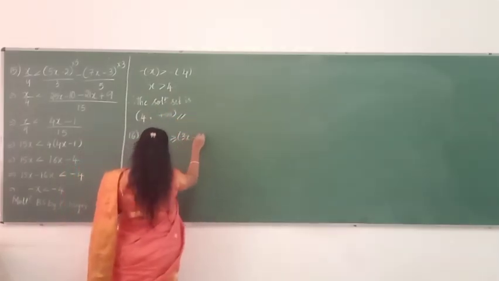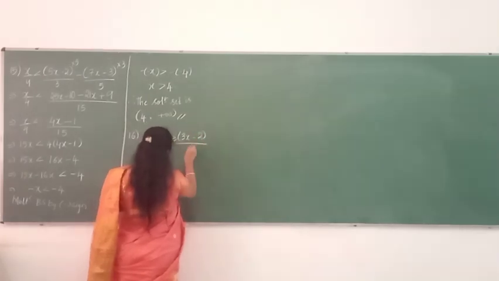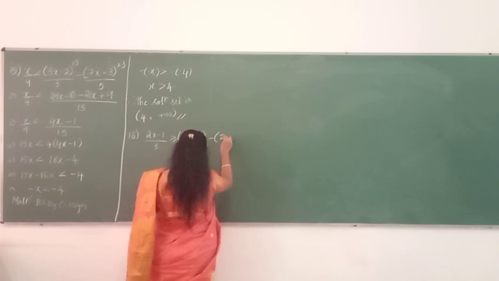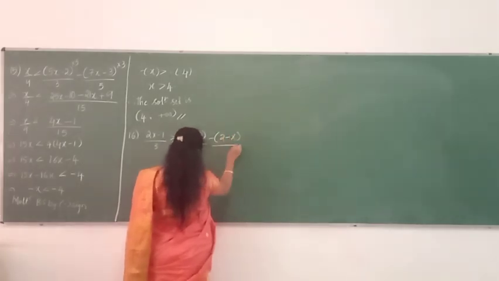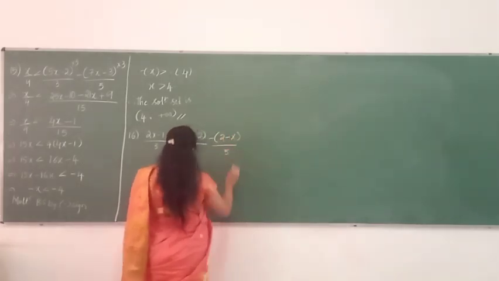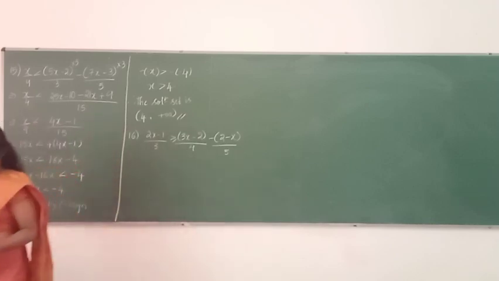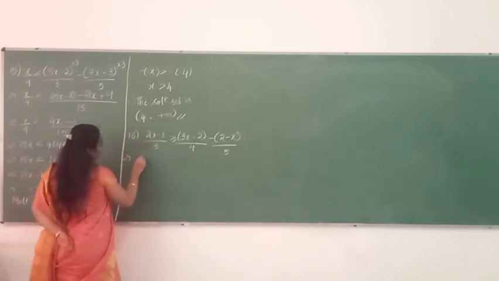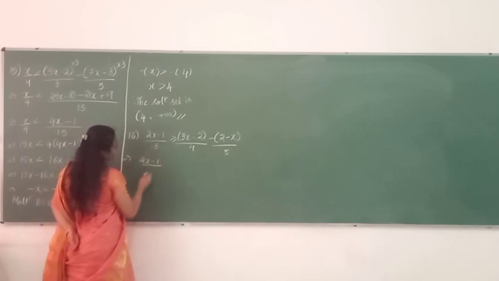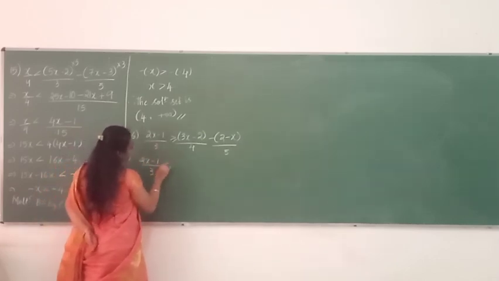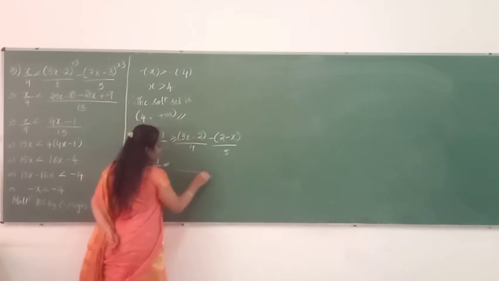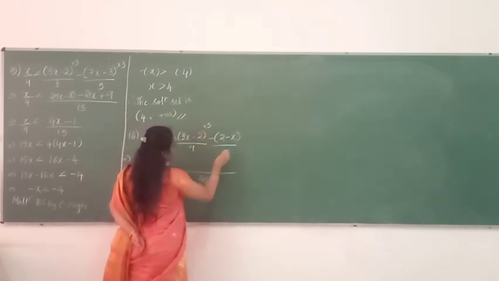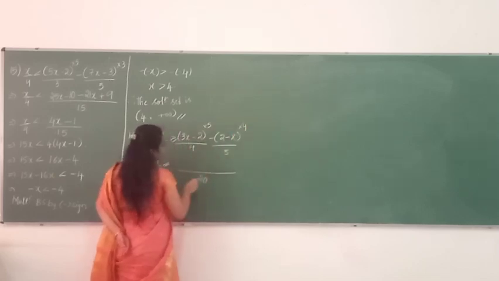(3x minus 2) whole divided by 4 minus of (2 minus x) whole divided by 5. This is the question. So when we need to simplify, LHS I keep it as it is. So it will be 2x divided by 3 is greater than or equal to the LCM of these two. 4 5s are nothing but 20. 4 5s are 20, 5 4s are 20.